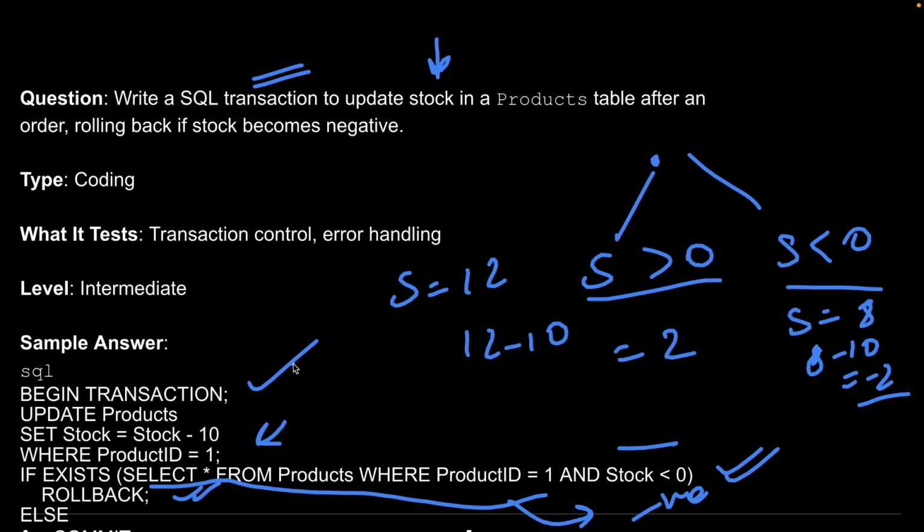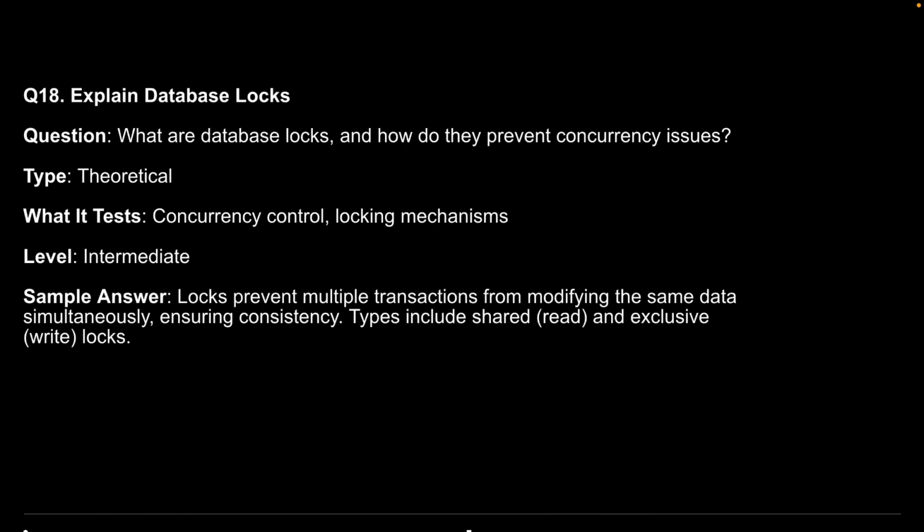So I hope you have understood this one, and I would like you to please understand this IF EXISTS part. This helps a lot while writing conditional statements, rollback and commit parts. So let's discuss the 18th problem, which is explain database locks. The question is: what are database locks and how do they prevent concurrency issues? The type is theoretical, it tests concurrency control and locking mechanisms, and it's an intermediate level question.